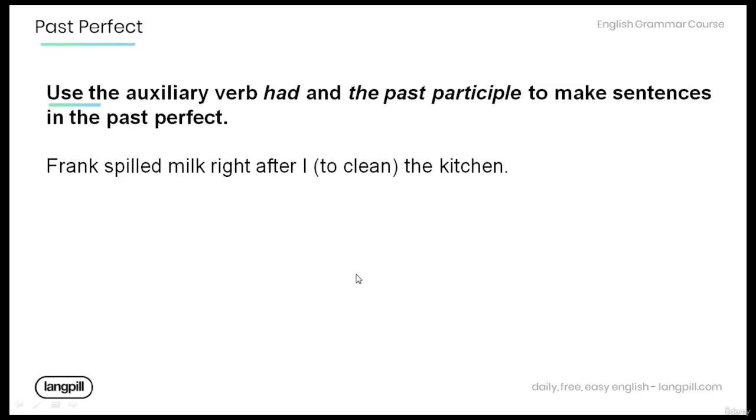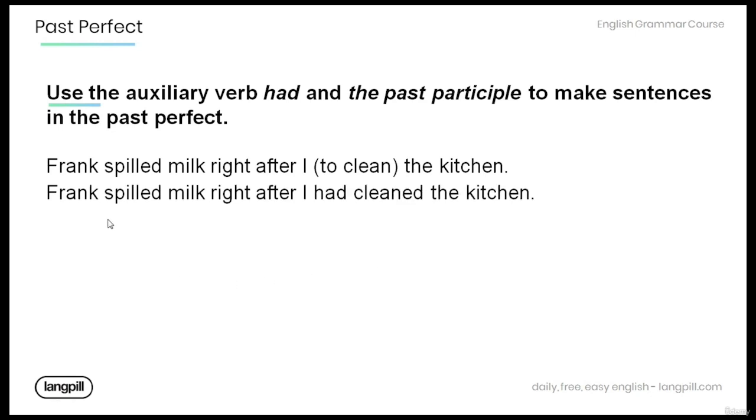Now, let's review and practice a bit. Remember that we use the auxiliary verb had and the past participle to make sentences in the past perfect. Now, read the sentence below and provide the past perfect form of the words in the bracket. Frank spilled milk right after I to clean the kitchen. Frank spilled milk right after I had cleaned the kitchen.